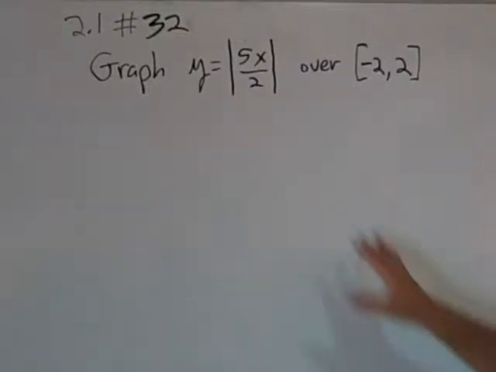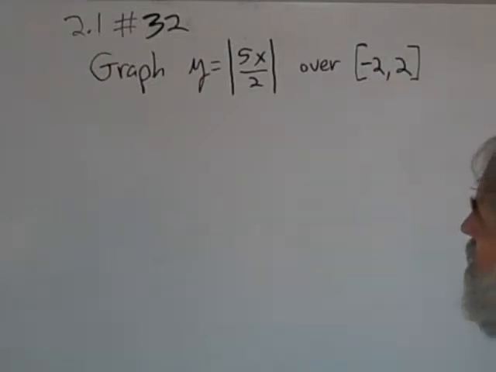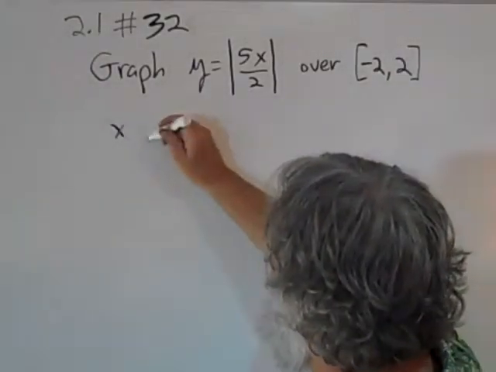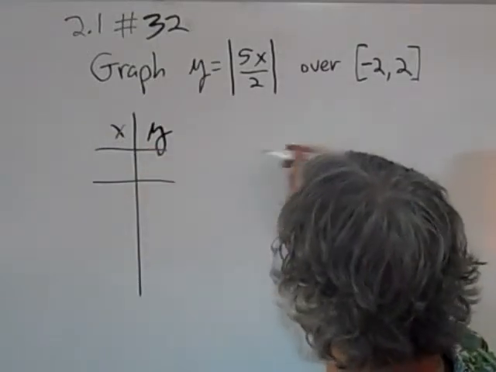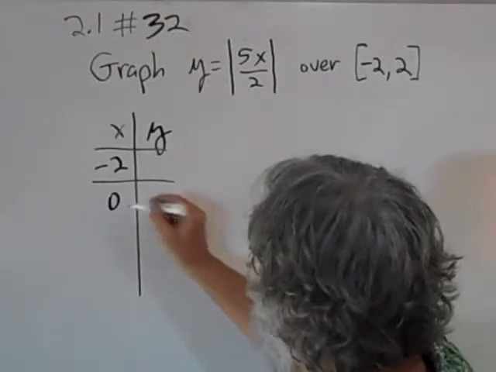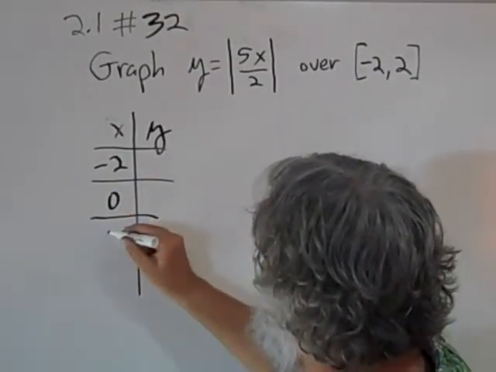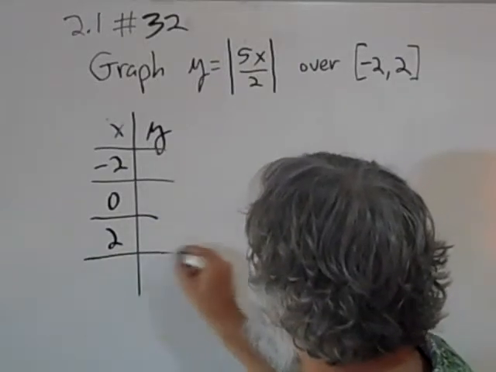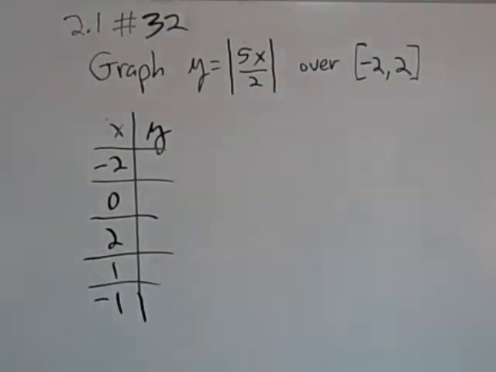Okay, we're going to graph this absolute value relation over the interval from -2 to 2. So we'll start with a little table of xy pair values. We'll start off at -2, and let's look at 0, and then look at 2. Now let's look also at 1 and -1. So we'll have a lot of points.